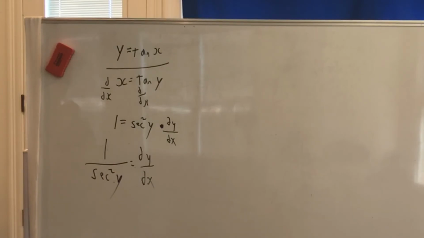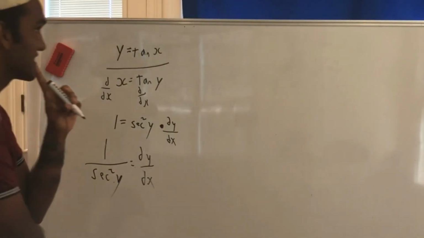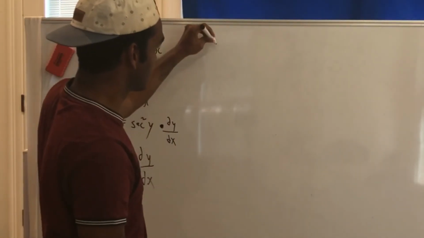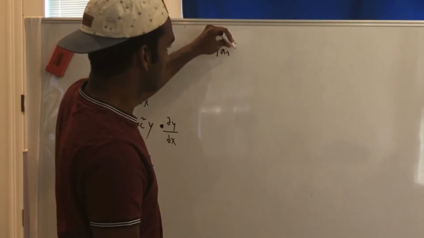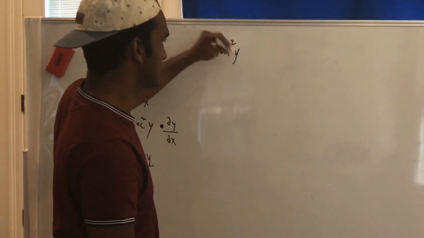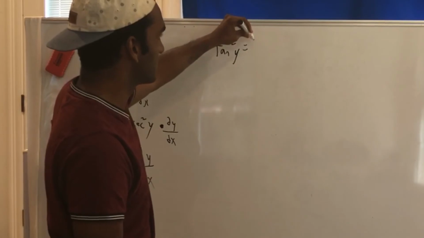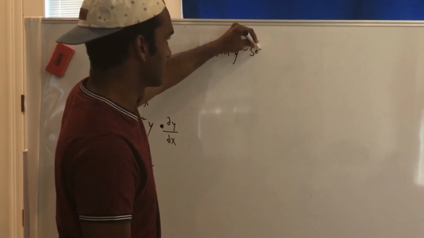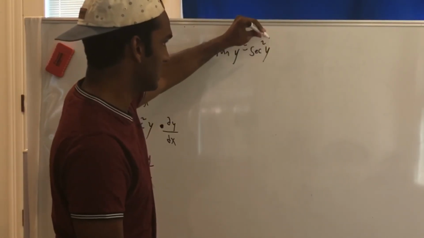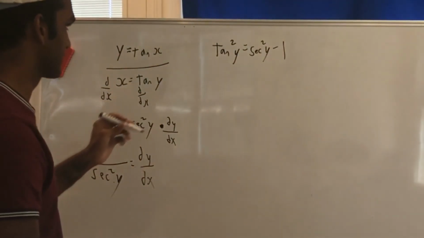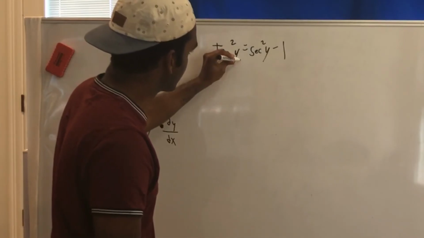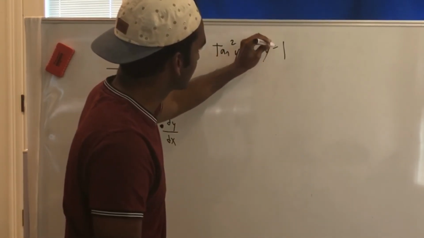we can use a trig identity, right? There's one trig identity that says tangent squared of anything, let's call it y, will equal secant squared of y minus 1. So then secant squared by itself would just be tangent squared of y plus 1.